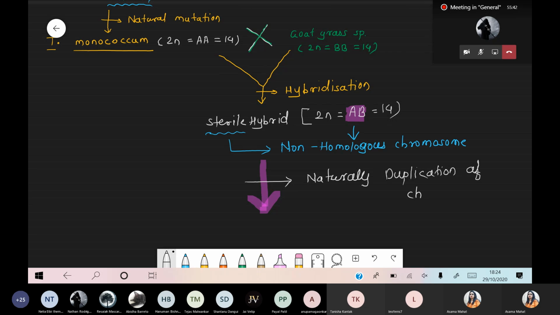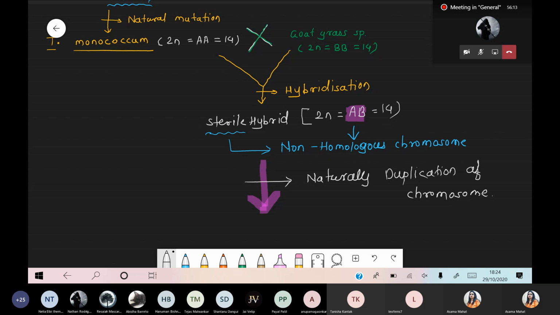Duplication of chromosome. So now tell me what kind of genotype we produce? Tell me. It was a sterile hybrid, it has the diploid condition AB is equal to 14. Now tell me, if they undergo the natural duplication process, now what kind of genotype they produce? Think. We have to double it. Duplication of chromosome.